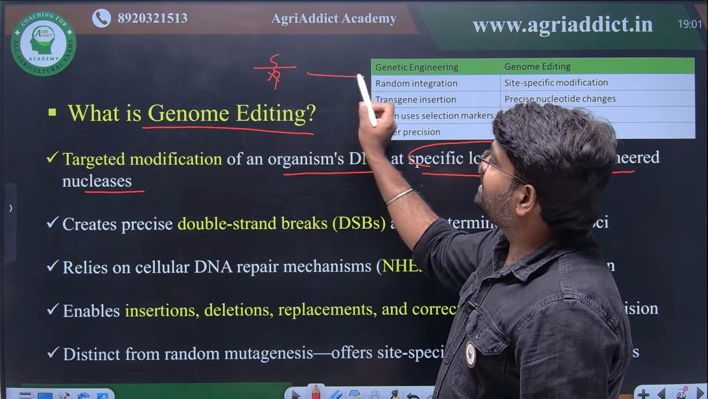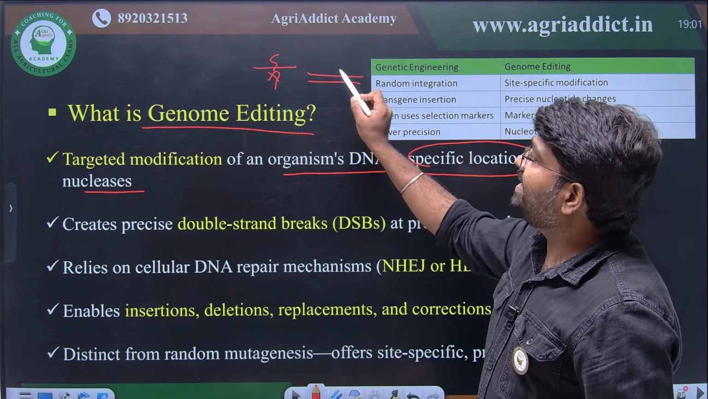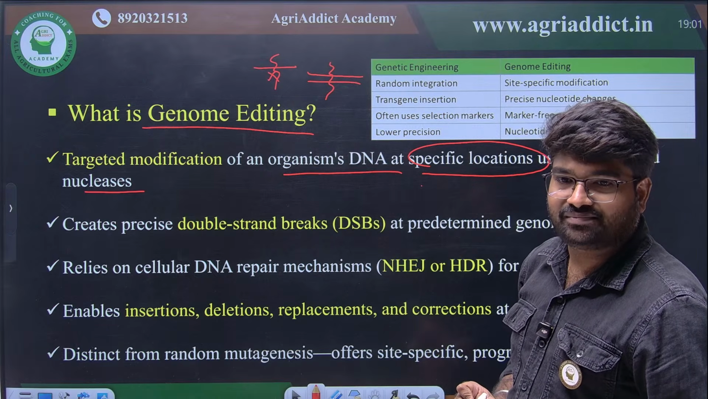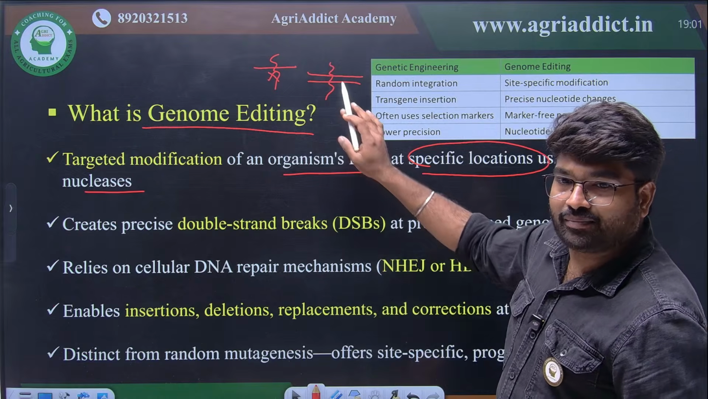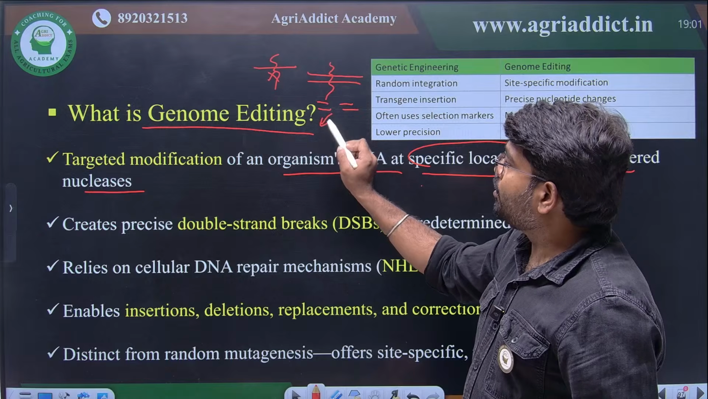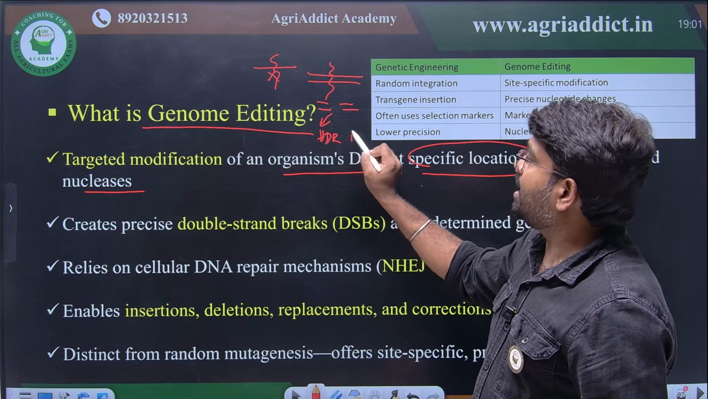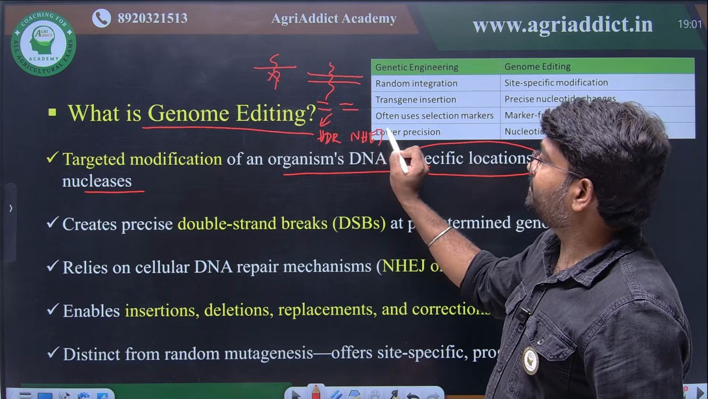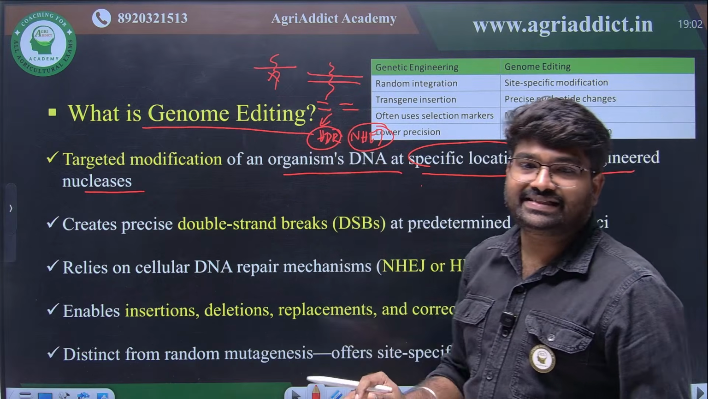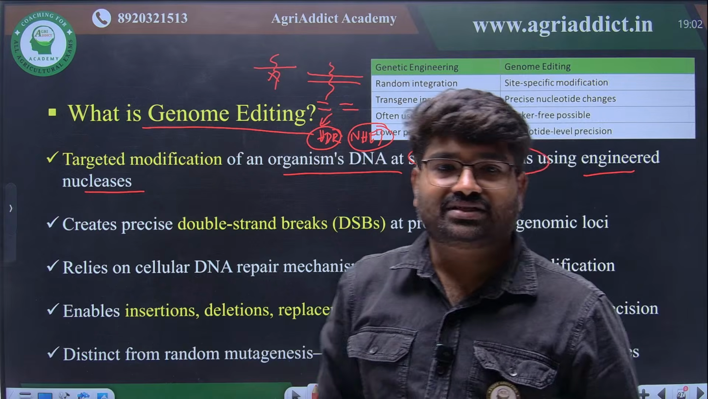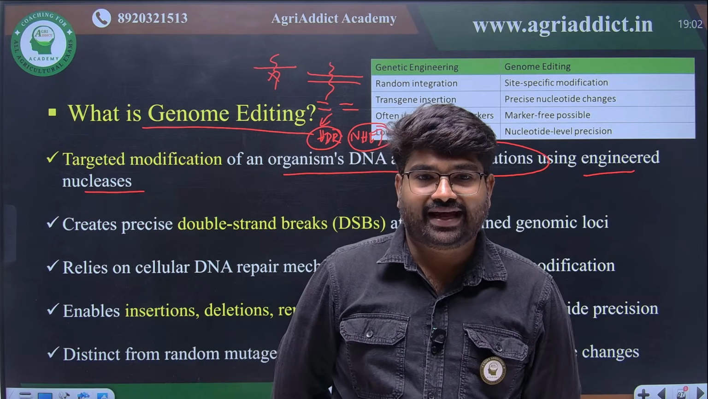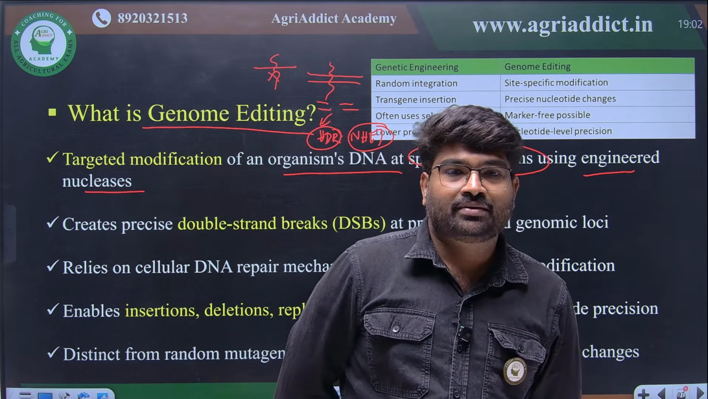How will it work? If the double stranded DNA is there, this engineered nuclease will make a double strand break. This double strand break will be repaired by homologous recombination repair or non-homologous end joining. These are two different repair mechanisms. Because of this, indels, insertions or deletions, will be formed. The gene function will be disturbed. Clear?